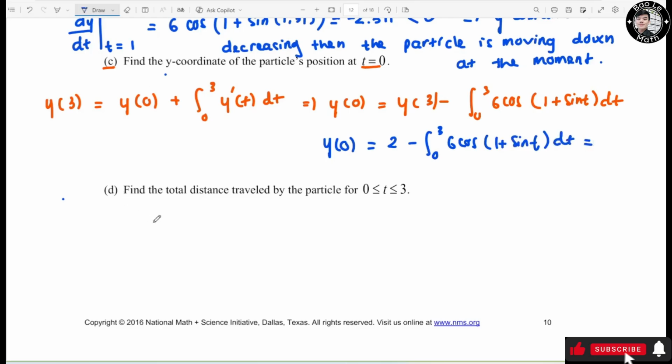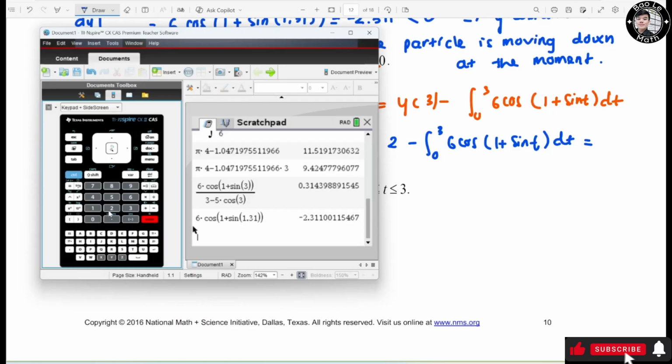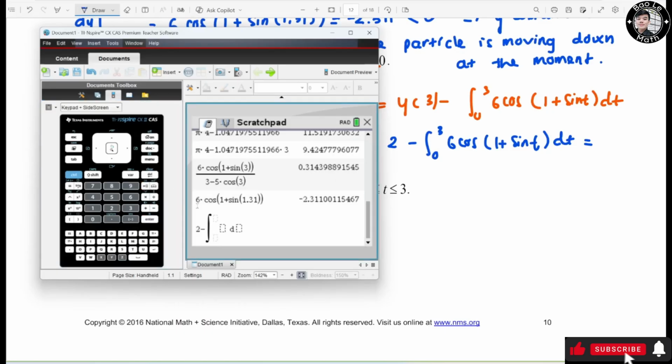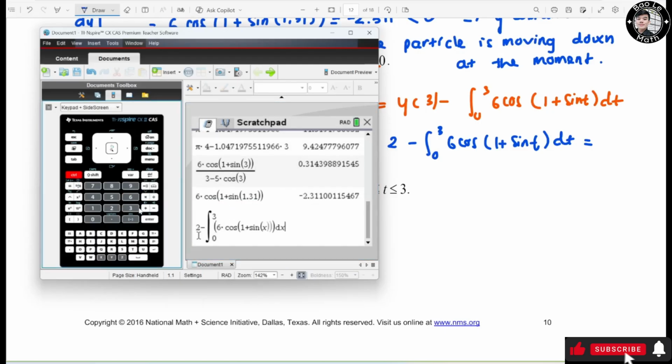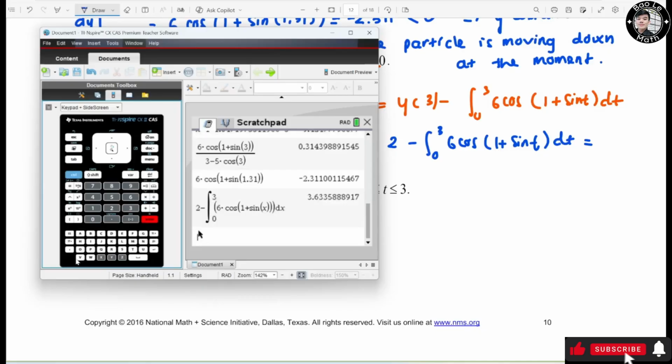So we're going to bring up the calculator. We have 2 minus, hit the integral button right here, input the integral from 0 to 3 of 6 times cosine of, enter. It's going to be 3.633.